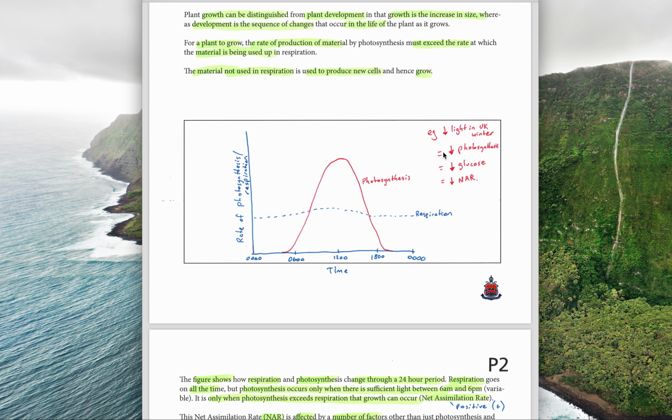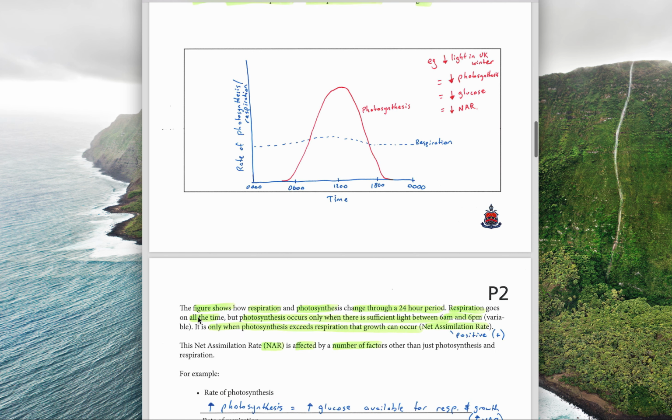An example here is in the UK winter, where they have very few hours of sunlight. If you have less light, you have less photosynthesis, you have less glucose produced, and therefore your NAR, or net assimilation rate, is lower, because your respiration rate will still be up here and your photosynthesis rate might be only going up to here, which means you can't store enough energy.